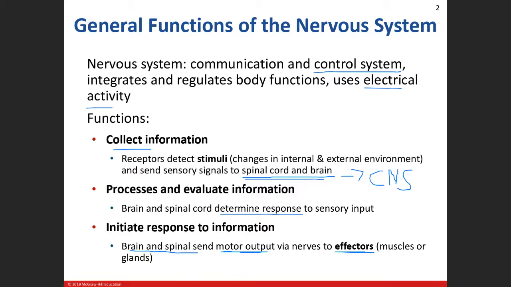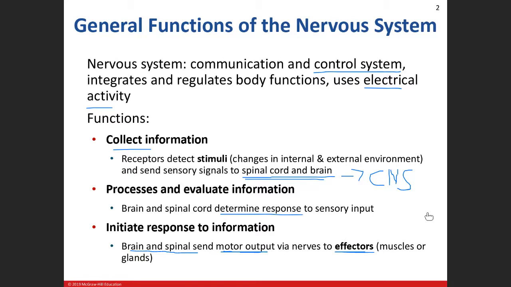All right, so I'm trying to keep it simple because we're going to get into much more detail here. So collect the information, process and evaluate that information, then figure out how we're going to respond to that information that we collected. Or how are we going to respond to that stimulus?